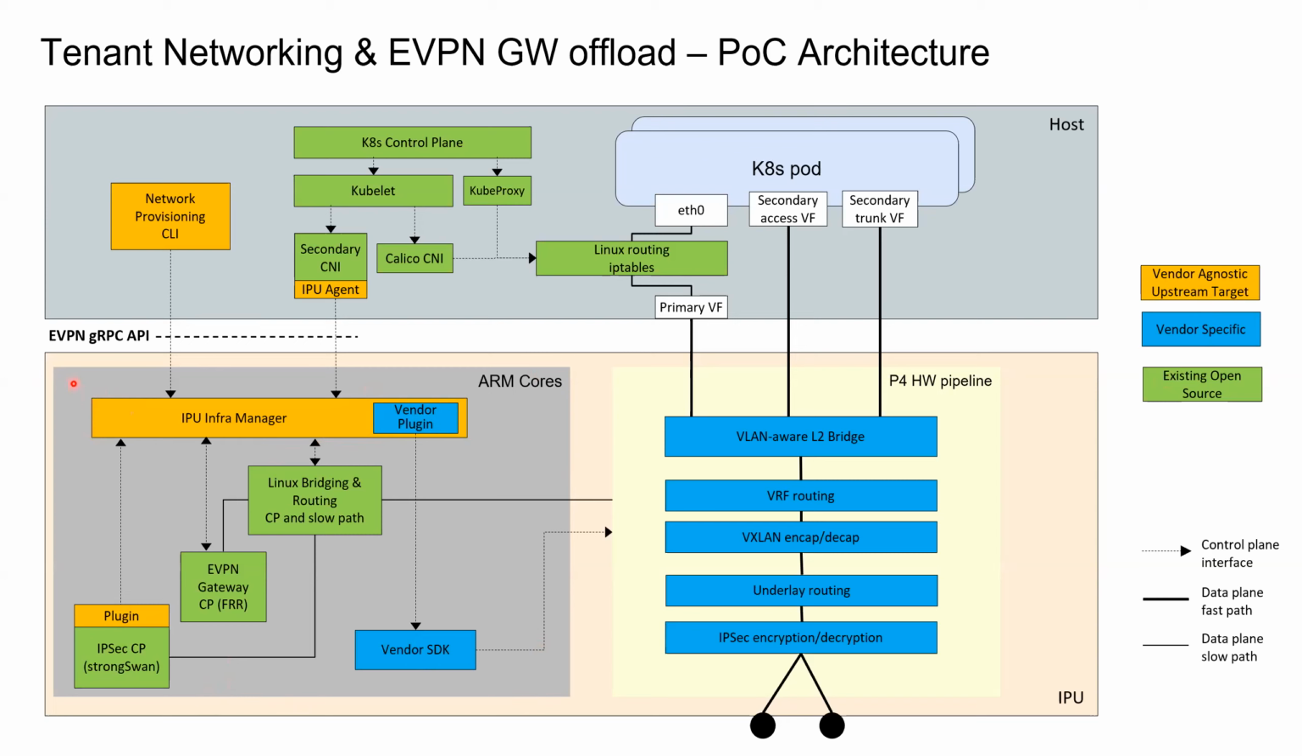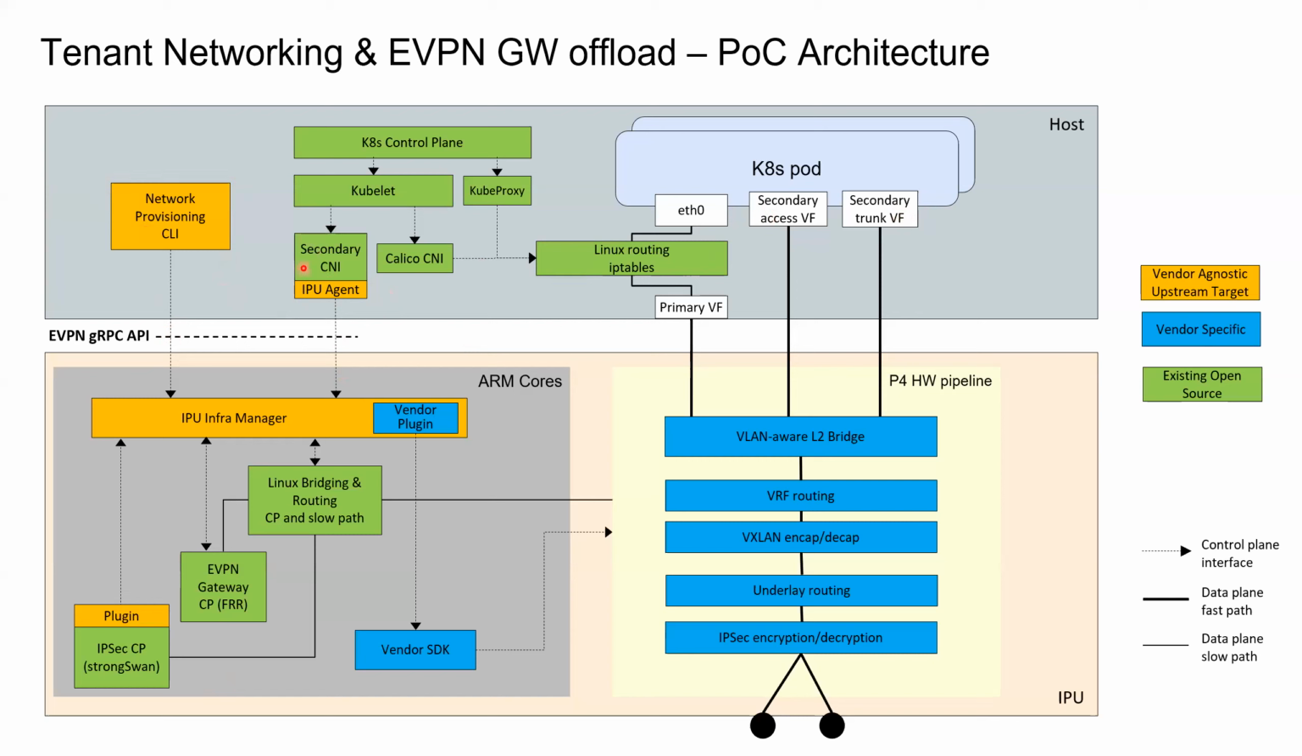Now, networking needs to be provisioned, and for that purpose, we have defined a new gRPC API here at the top that is used, and I'll come back to that in a little more detail, to do the network provisioning through, in our case, a simple CLI wrapper on the host, but it is also used by the CNI plugin to program the networking for the virtual functions that are being injected into the pods.